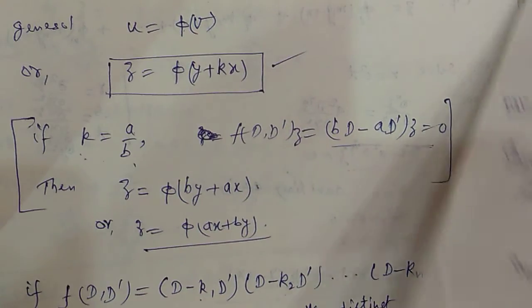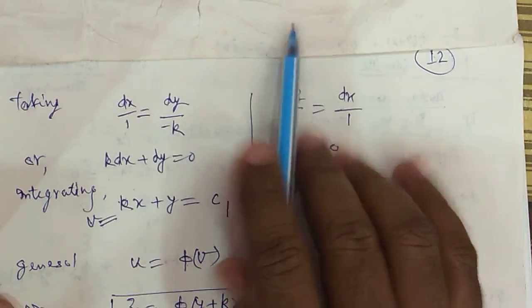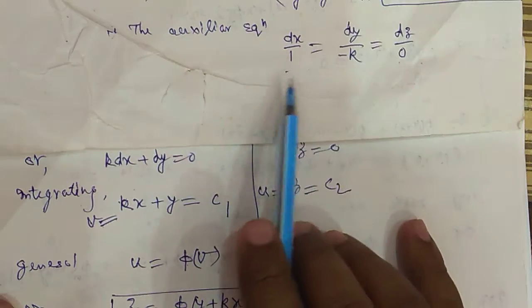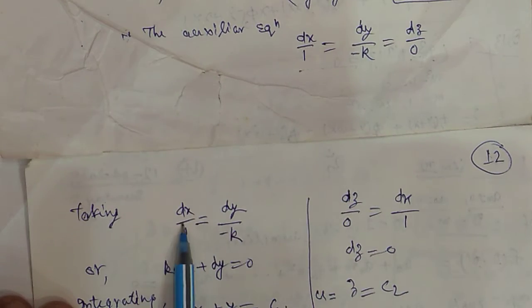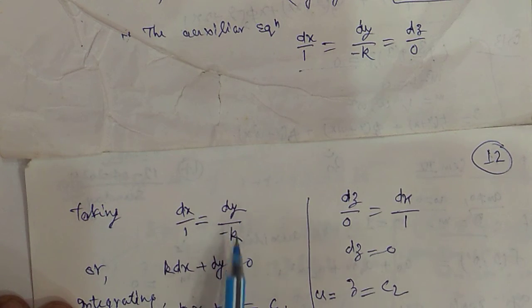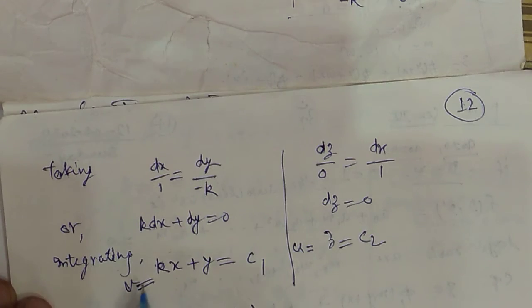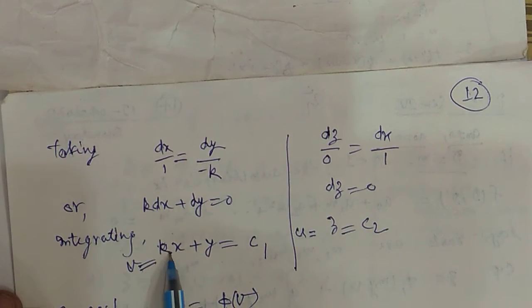By taking the first two terms from this, we have dx upon 1 equal to dy upon minus k. So it is variable separable. On integrating, we get kx plus y equal to c1, that is, the function v equal to kx plus y equal to c1.